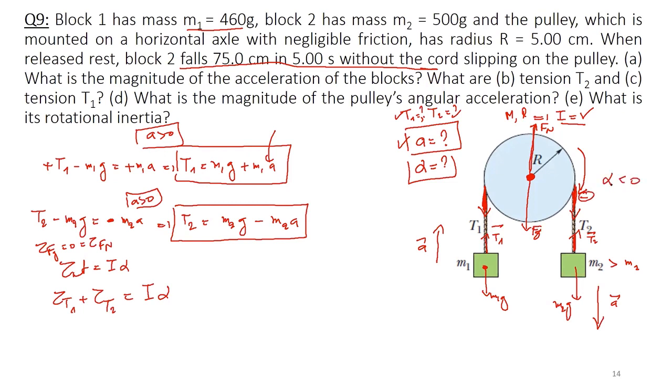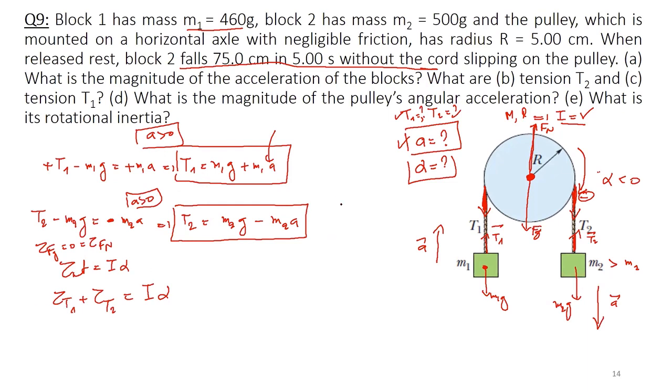But what I will do is take the absolute value of alpha. Of course, the absolute value of alpha is positive. But in reality, physically, I know that rotating in the negative direction, alpha is negative. Okay, let's keep it this way. Let's say alpha is negative.